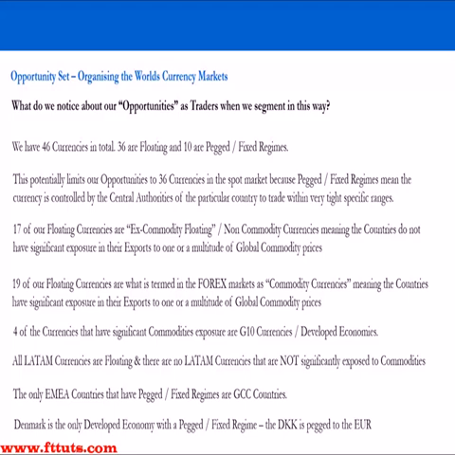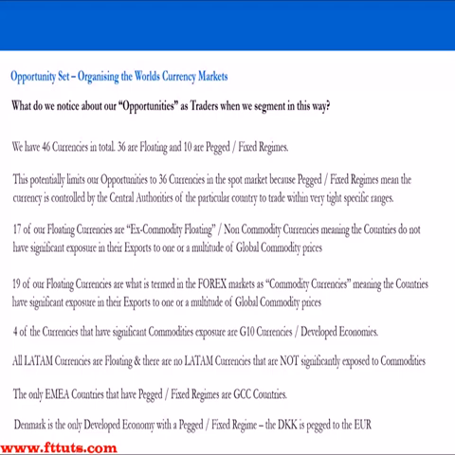So what we find is that out of these 36 potential opportunities, 17 of these opportunities are floating currencies that are ex-commodity floating. So they're non-commodity currencies, meaning the countries don't have significant exposure in their exports to one or a multitude of global commodity prices. 19 of the floating currencies, 19 of these opportunities are what we term as commodity currencies. So the countries have got significant exposure in their exports to 1 or 2 commodities.